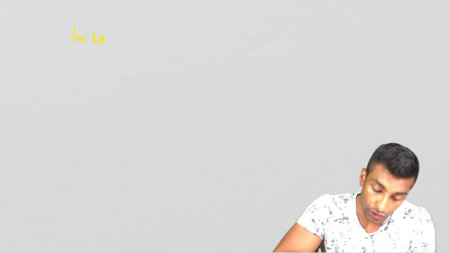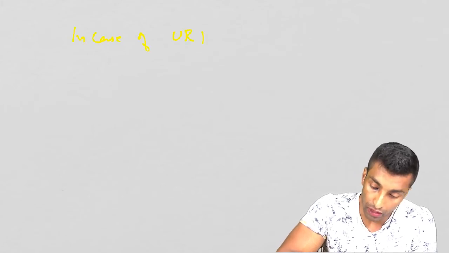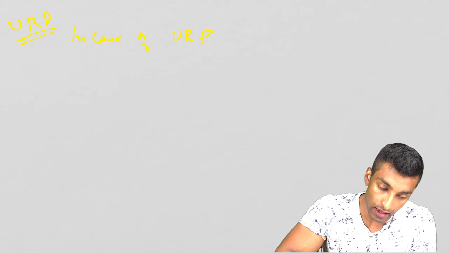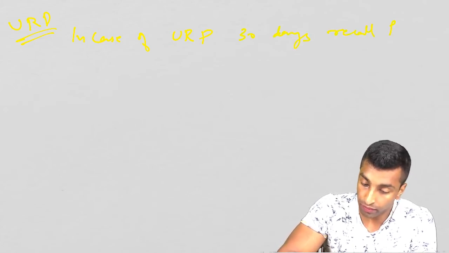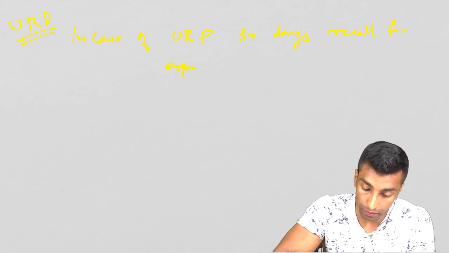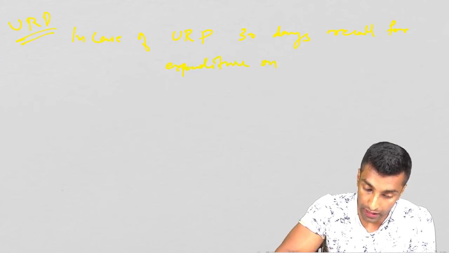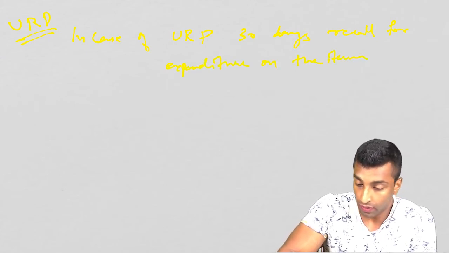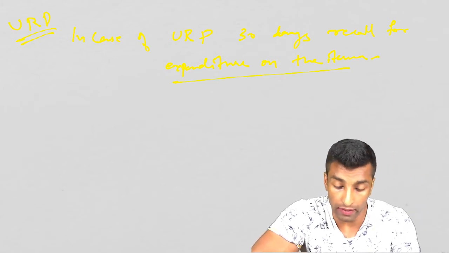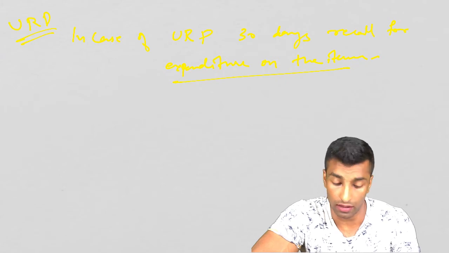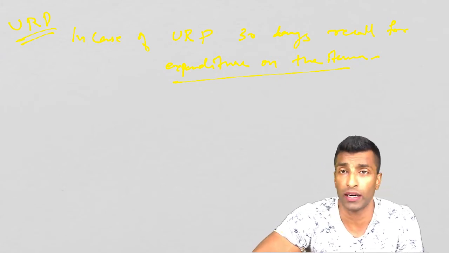I'll now talk about what is this uniform recall period and mixed recall period. In case of URP, uniform recall period, 30 days recall for expenditure on the items is taken. So the survey people will come to your house and they will ask you, in the last 30 days what all things you have consumed, or what is your expenditure and all those things.